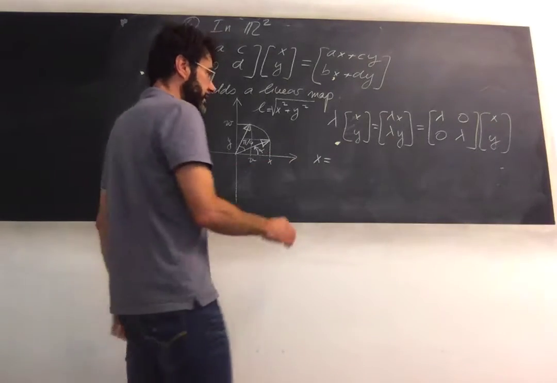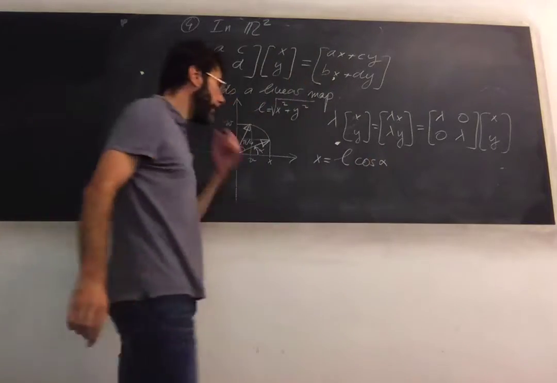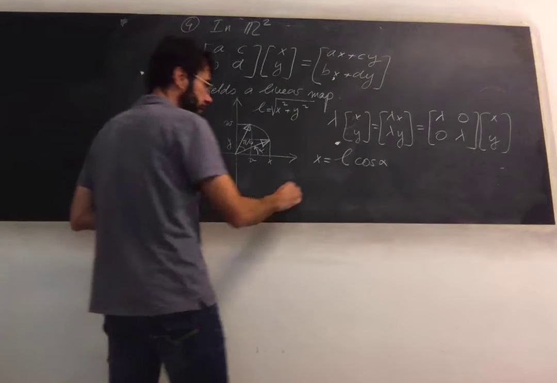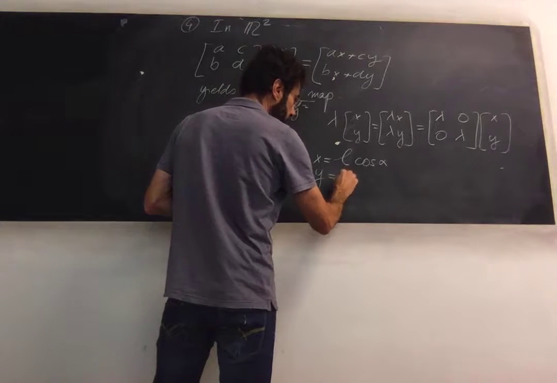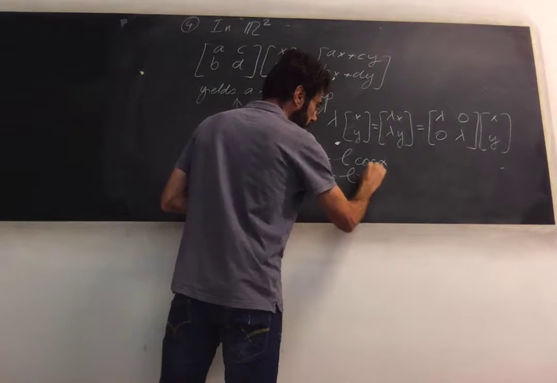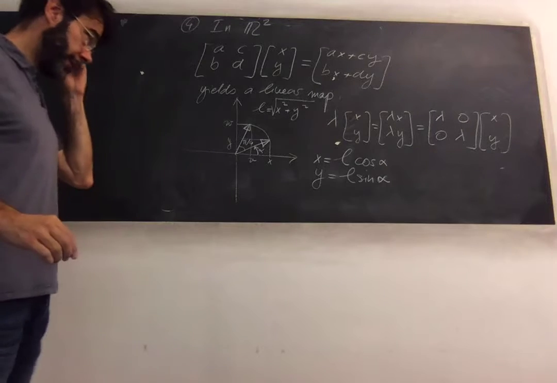So this x here is nothing but L times cosine alpha, where alpha is this angle here. And the same thing for the y. This is L times the sine of alpha.